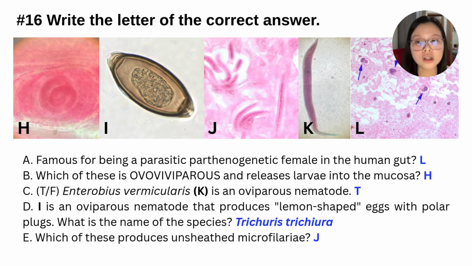For C, true or false, Enterobius vermicularis, seen here as K, is an oviparous nematode, which is true. For D, I is an oviparous nematode that produces lemon-shaped eggs with polar plugs. What is the name of the species? The correct answer here is Trichuris trichiura. And then for E, which of these produces unsheathed microfilariae? The correct answer is J, which is Onchocerca.